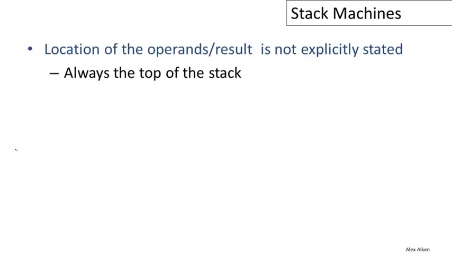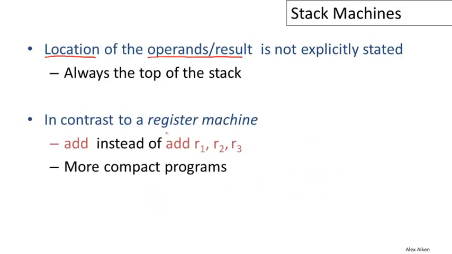Now, one interesting property of stack machine code is that the location of the operands and result is not explicitly stated in the instruction. And that's because these instructions always refer to the top of the stack. And this is in contrast to a register machine or register instructions that explicitly name where they take their operands from and where they put their results.